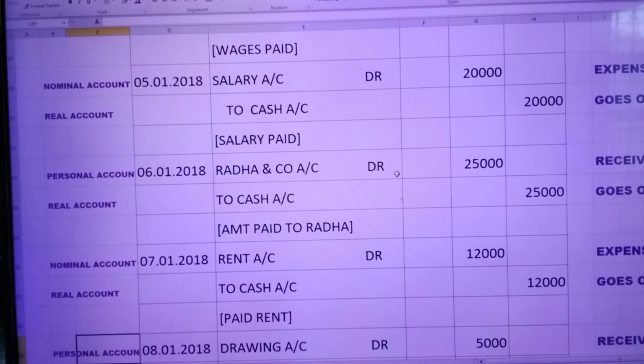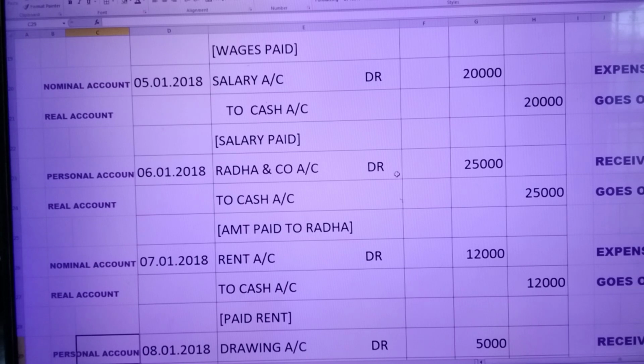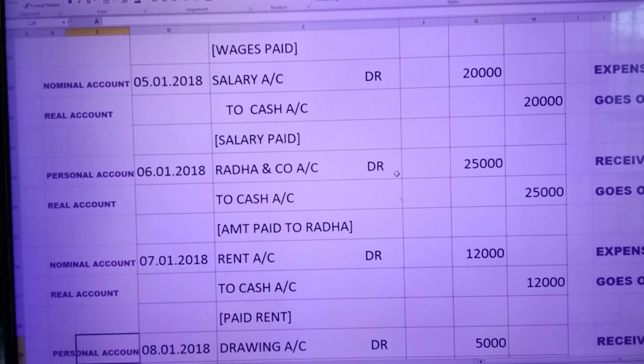Okay. What I told you, every transaction includes two accounts. One is Radha and another one is cash. Radha account is already over. Now we have to go for cash. What is that person doing? Ramesh and Co. is paying cash. Cash comes in which family? Real account.